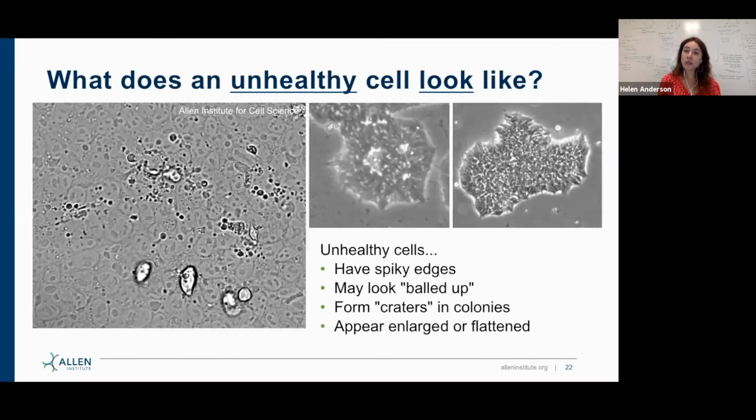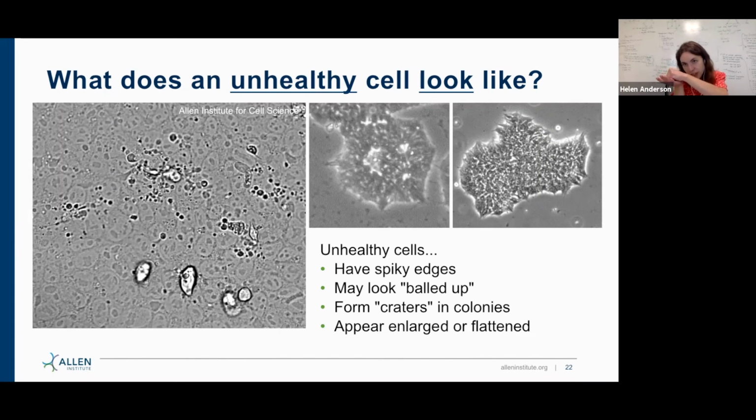Unhealthy cells also look different from healthy cells. At the Allen Institute for Cell Science, when our cells are unhealthy, the colonies may have spiky edges and the cells may look balled up. This balled up effect comes from, as I mentioned, we grow our cells at the Allen Institute on plastic in a liquid that contains their nutrients. When the cells are healthy and happy, they stay firmly pressed onto the plastic plate. But if they're unhealthy, they might start to pull up off of the plate a little bit, which gives them this balled up look.